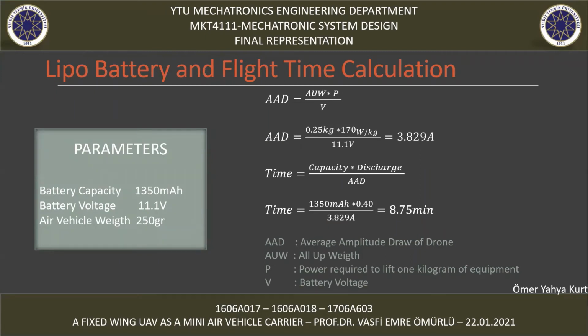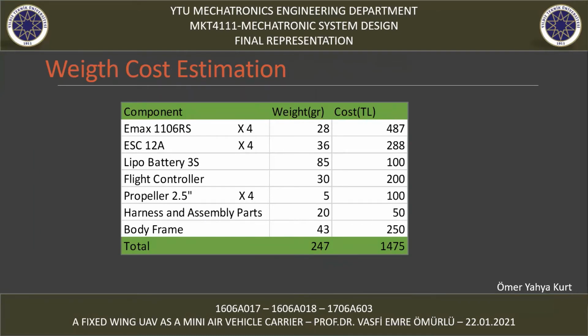Flight time calculation is estimated with 1350 capacity battery and found 8.75 minutes. Weight and cost estimation is shown in the table. We provide the weight requirement with designed 3D models and selected components.